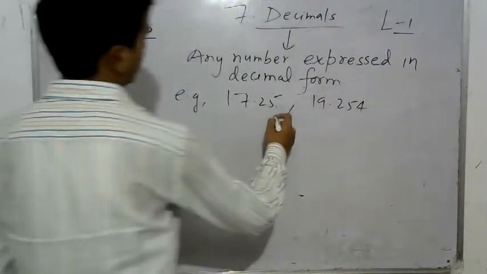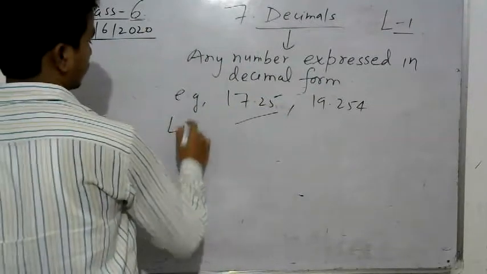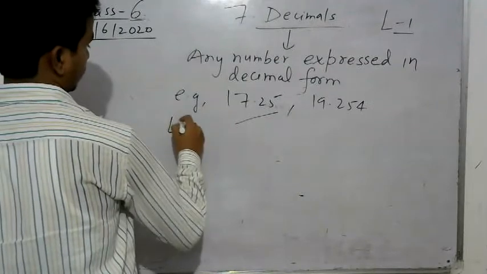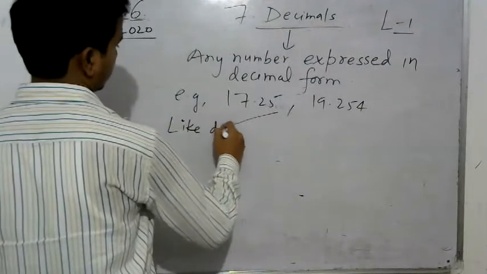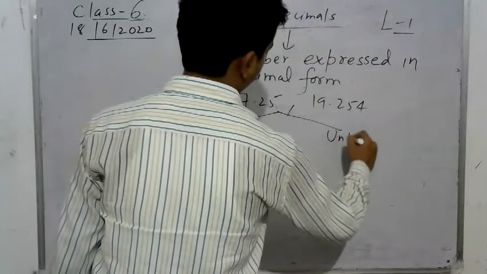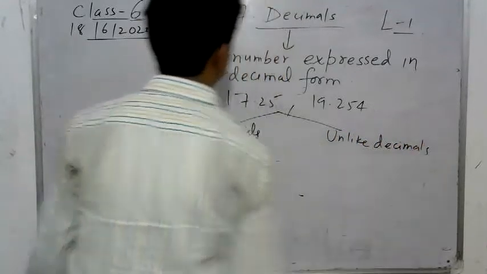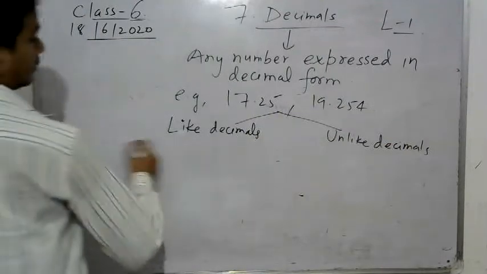Now, what are the types? There are two types of decimal. One is like decimals, and another is unlike decimals. So what are like decimals?